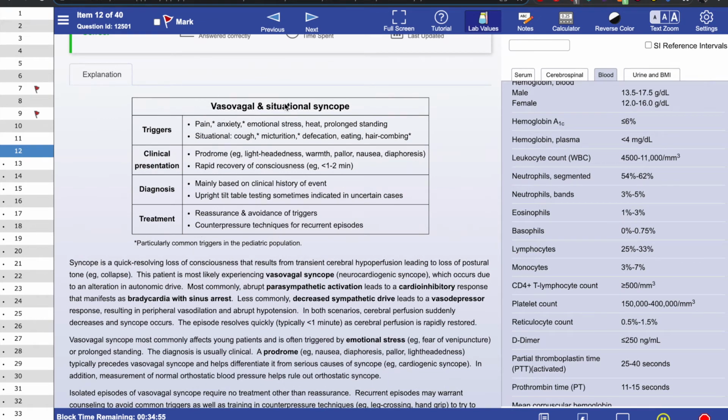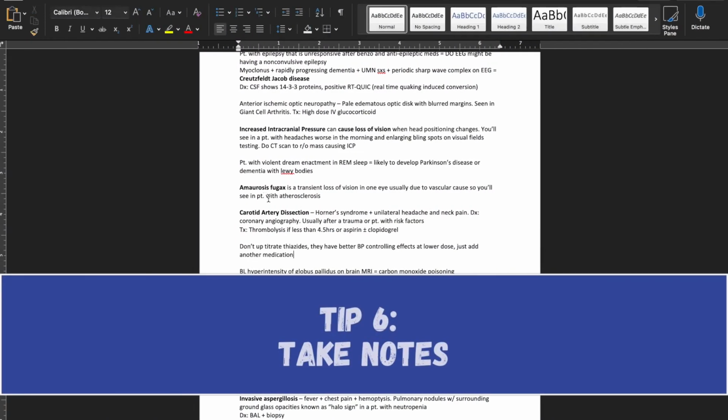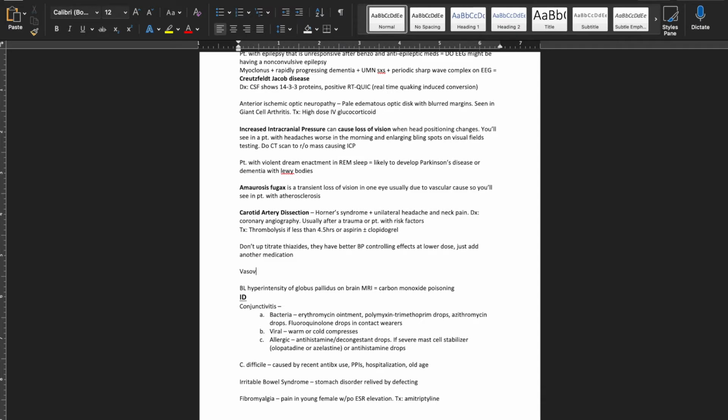So vasovagal and situational syncope caused by pain, anxiety, emotional stress. Yes, I knew all that. Prodrome. Remember I was telling you guys that. Rapid recovery of consciousness, mainly based on clinical history of event. Oh, this is new. I did not know that. Upright tilt table testing, sometimes indicated. So if there's something new that I didn't know and it's important, then I write it down in my notes.